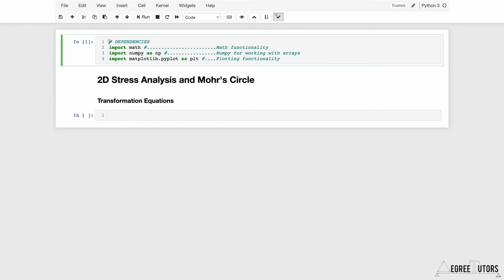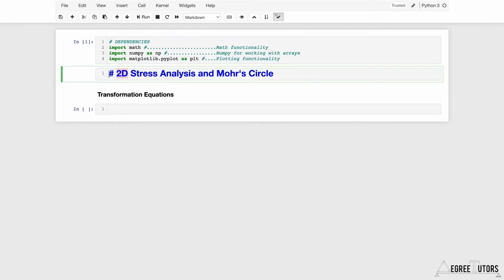Okay, so here we are over in our Jupyter Notebook. If you've taken any of my courses where we use Jupyter Notebooks, this will be quite familiar to you. We're importing the math library for some math functionality. We're importing the NumPy library, which helps us deal with arrays, as the note says there, and then some plotting functionality.